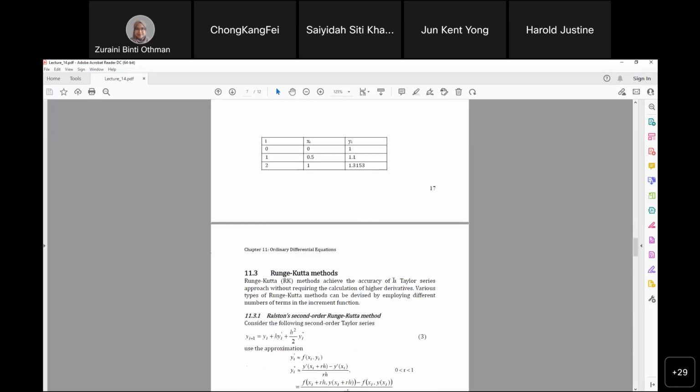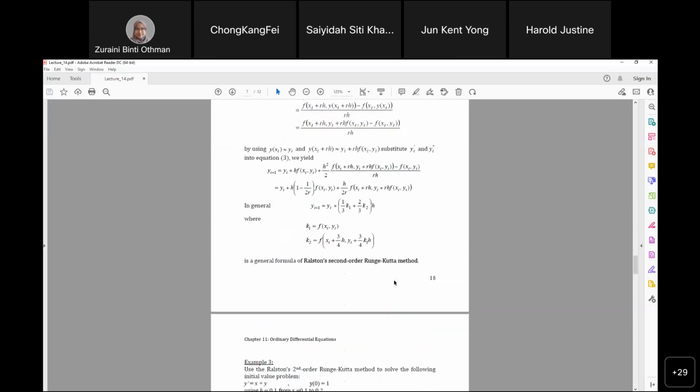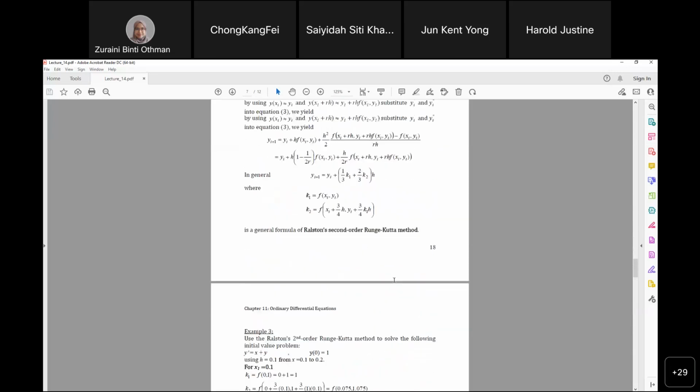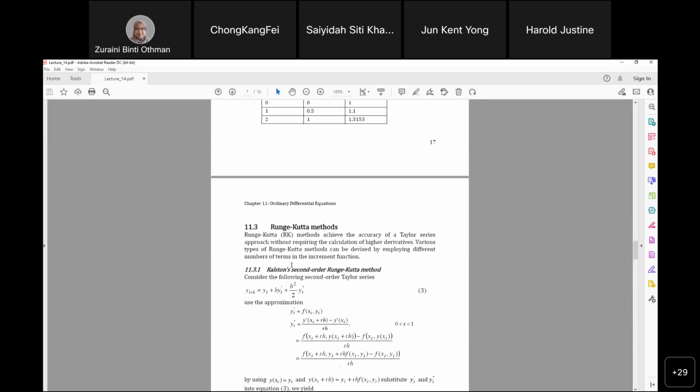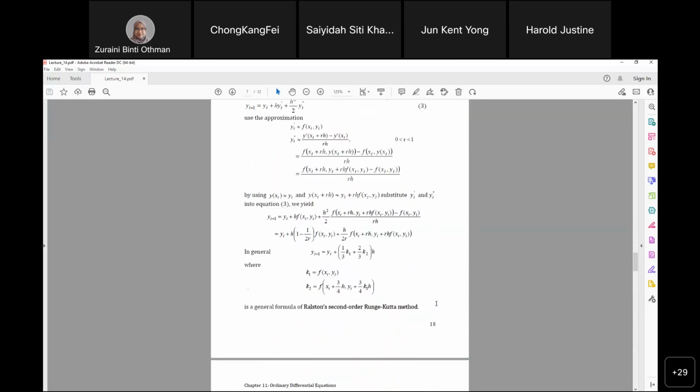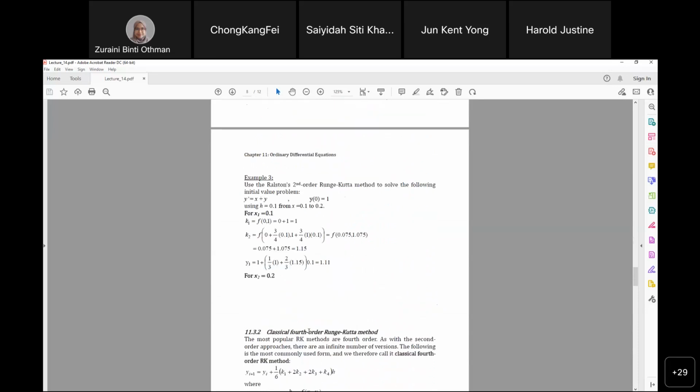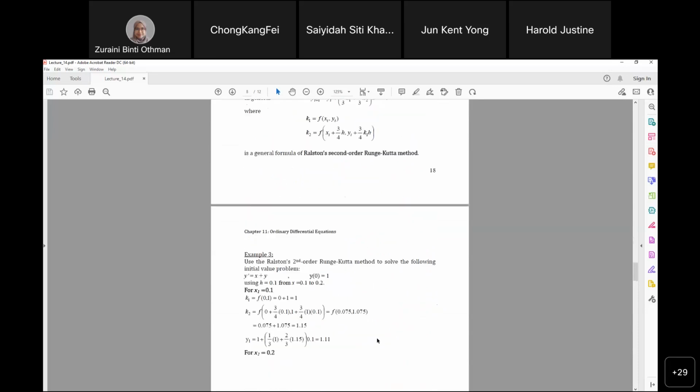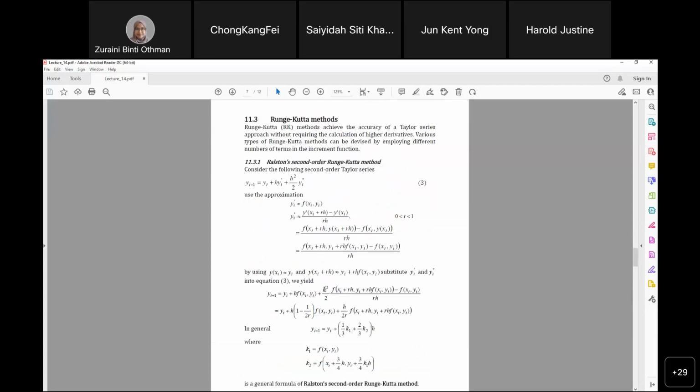Okay, then we go to the Runge-Kutta method. For this Runge-Kutta method, actually it has two Runge-Kutta orders, which means second order Runge-Kutta method, and there is classical fourth order Runge-Kutta method. What is this method? Okay, actually this Runge-Kutta method achieve the accuracy of Taylor series approach without requiring calculation of higher derivative. Various type of Runge-Kutta method can be devised by employing different number of terms in increment function.